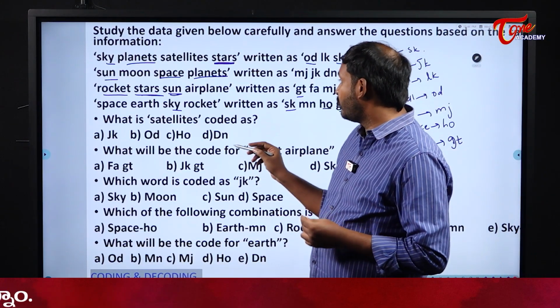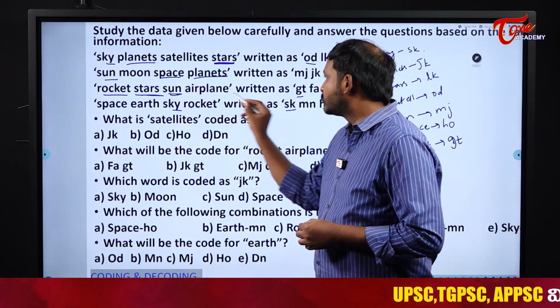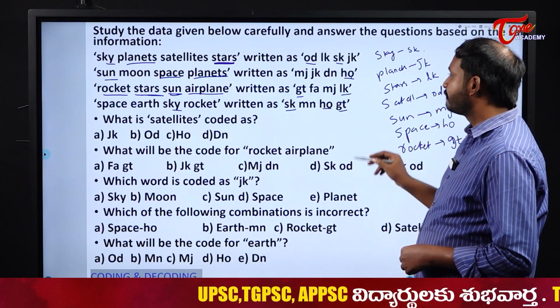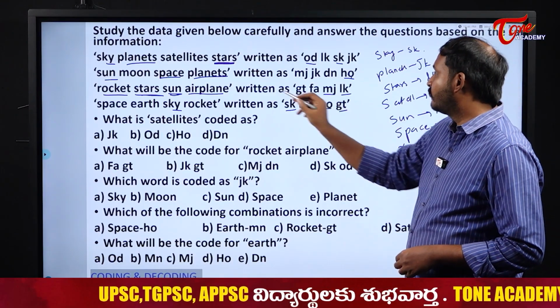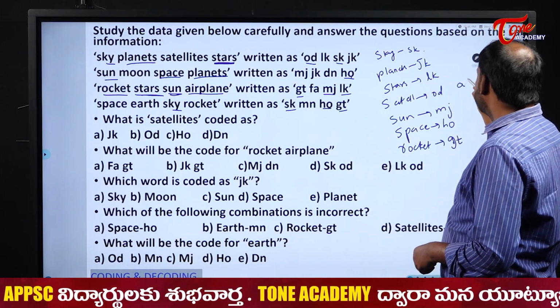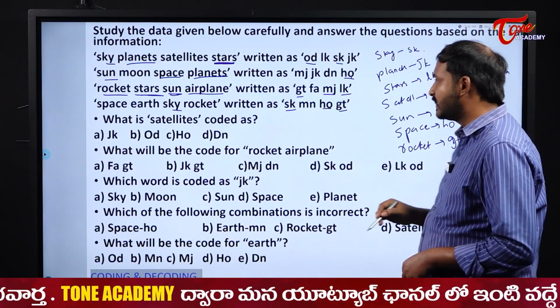Next, what are they doing here? Stars, sun, airplane. So we have known three. Stars is LK. Sun is MJ. So for airplane, what is the code for us? FA. For airplane, the code for us is FA.